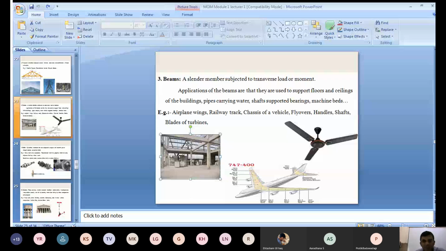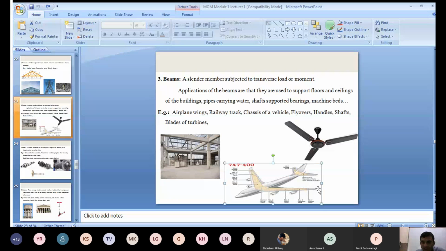Instead of a building or bridges, you take a ceiling fan. The wings of the ceiling fan also come under this. Or if you consider an aeroplane, the wings of the aeroplane or the tail fin are also called beams. The wings of the aircraft are also a beam. Why do you call it a beam here? You can see that this is a slender member, meaning the dimension of the length is more as compared to the cross-sectional dimension.